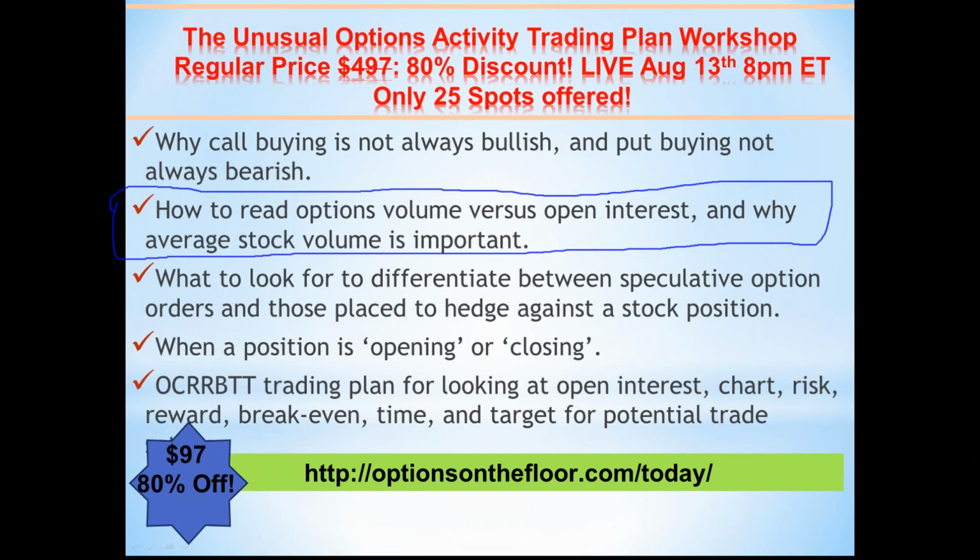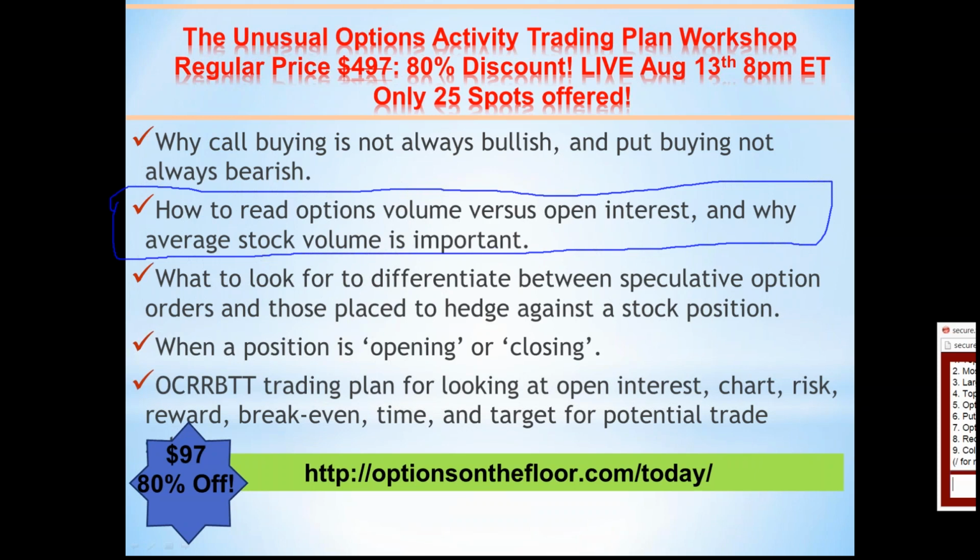Triple D, 743 contracts over 22 in open interest. Is that an example of unusual option activity? Absolutely not. Not even close. Because Triple D, take a look at this. Triple D trades a ton of options in a day and a ton of stock in a day.